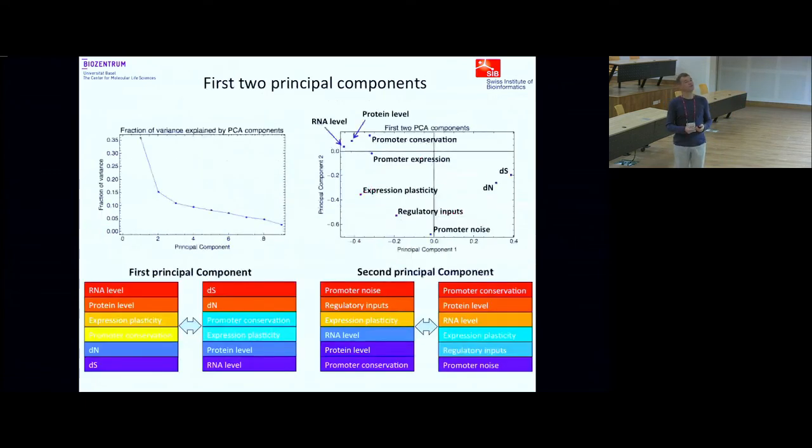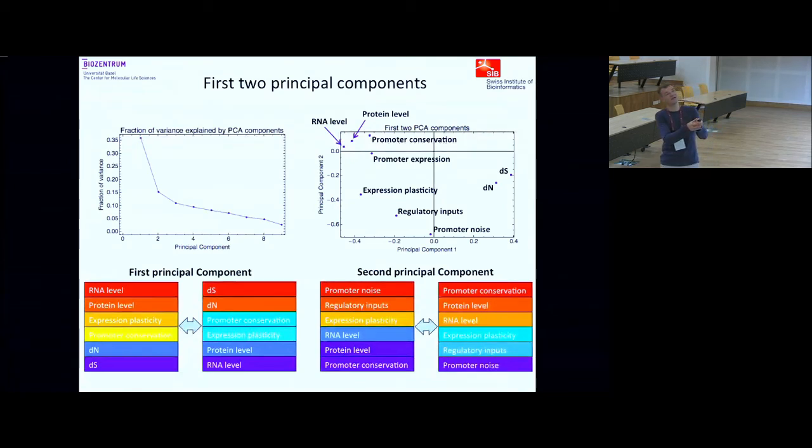Now when you do principal component analysis, this is the fraction of variance explained by the different components. The first component has on one side the evolutionary rate of the protein, and on the other side the RNA level and the protein level. That's what we saw before: genes that are expressed highly evolve slowly, genes that are expressed lowly evolve fast. And it turns out that the second principal component exactly captures this regulatory thing.